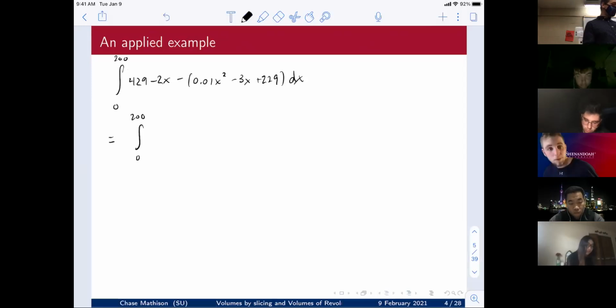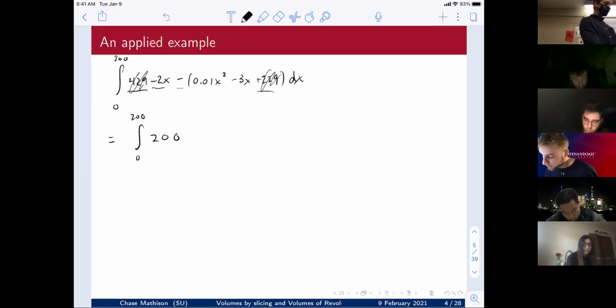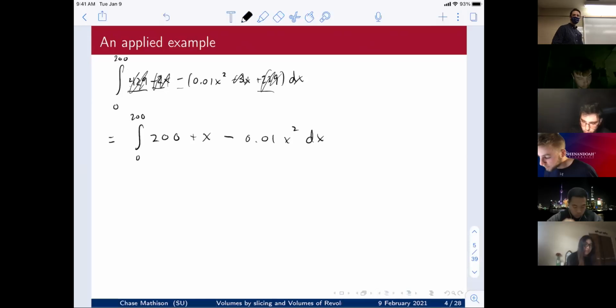429 minus 229 is 200, so I'm going to have 200. That cancels that and that. Then minus 2x minus negative 3x is minus 2x plus 3x, which gives me just plus x. And then minus 0.01 x squared dx. That's just me simplifying.